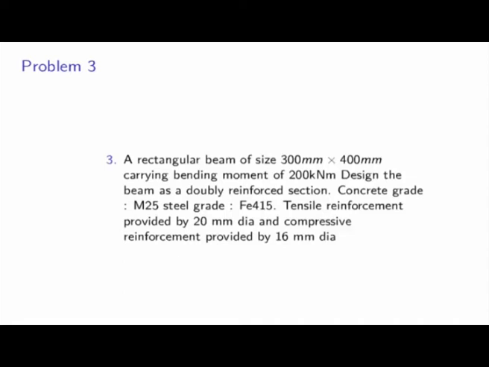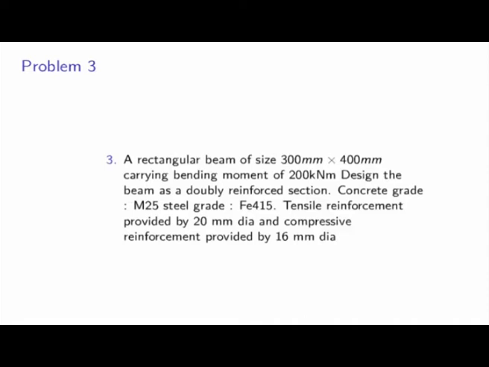that is not from the strength point of view. Now the question is coming here: a rectangular beam of size 300 millimeter into 400 millimeter carrying bending moment of 200 kilonewton meter, design the beam as a doubly reinforced section. Concrete grade here M25, steel grade Fe415.